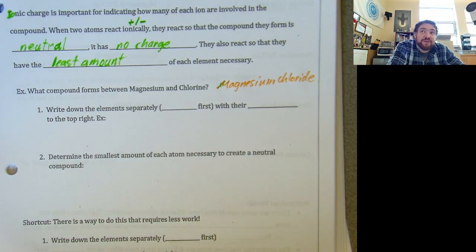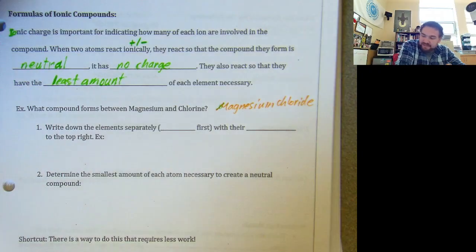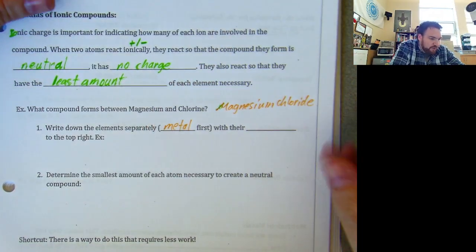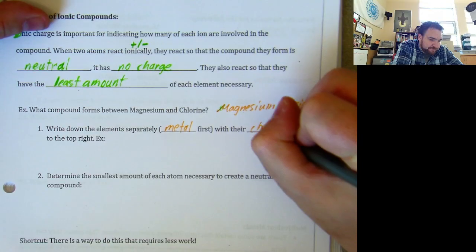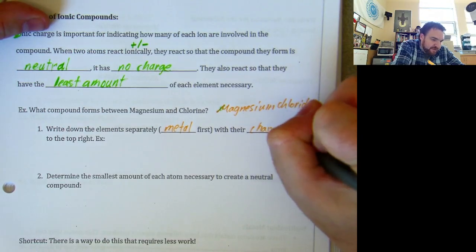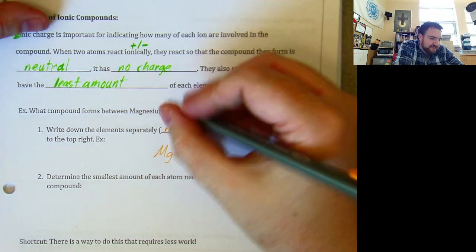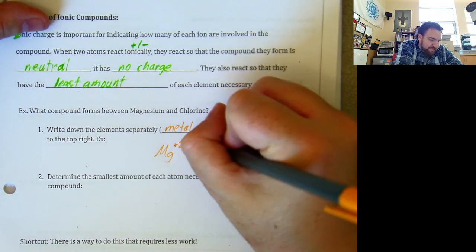And here are the steps for figuring out how these things are going to come together. The metal is always going to get labeled first, because it always does. You want to write down the elements separately with their charges to the top right. So magnesium is Mg. When it ionizes, it's going to have a charge of +2. And chlorine is going to have a charge of -1.